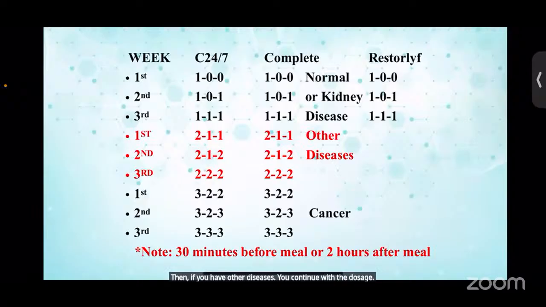That should be the first week, that red category, you go to 211, 212, 222. So that means if you have diabetes, you have BP, you have arthritis, you have gout, you can go up to 222. But if you have cancer, you can keep increasing your dosage until you reach 333. So note, 30 minutes before the meal or 2 hours after the meal. So you should take C24/7, you should take Complete, you should take Restore Life 30 minutes before a meal or 2 hours after the meal.